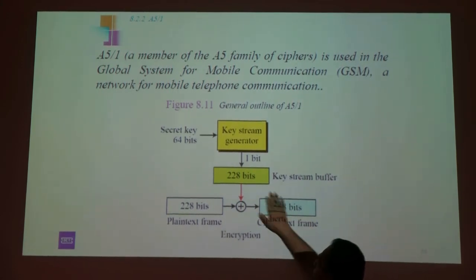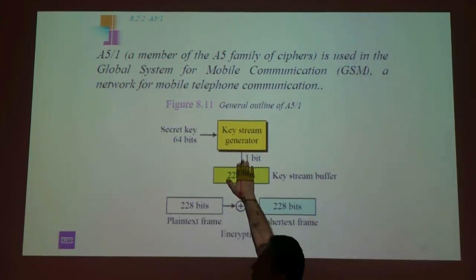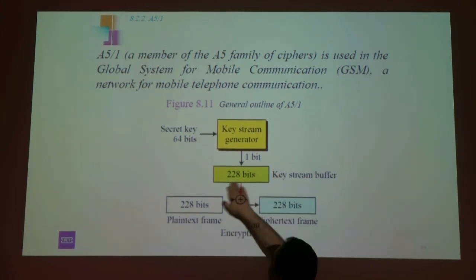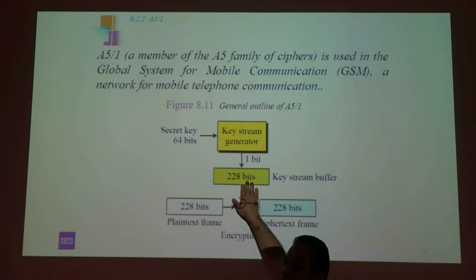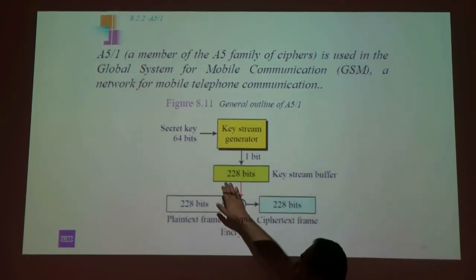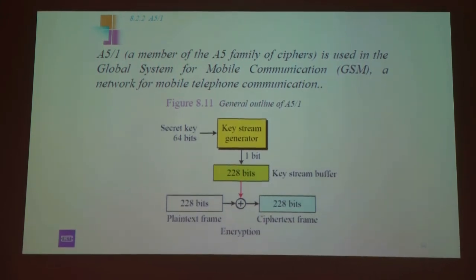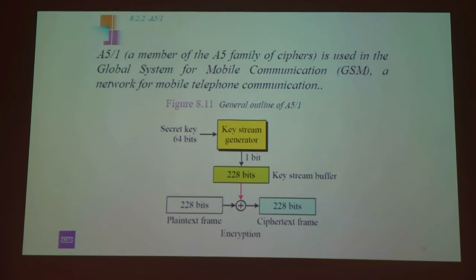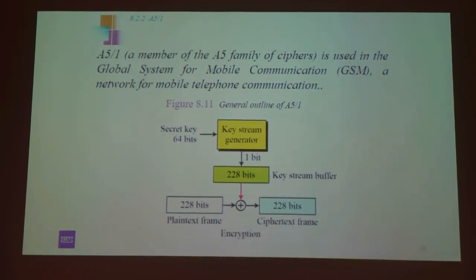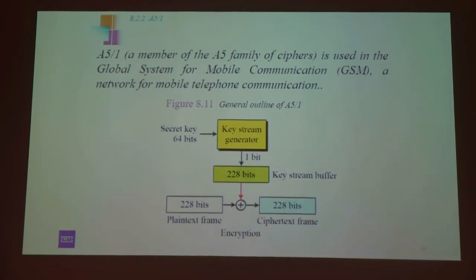Very simple. In here we have a key stream generator. We're going to generate bit after bit until we have 228, and do the encryption. So the secret key, we start with 64 bits. The secret key will generate bits out of bits. How many bits? 228. That will be the key.